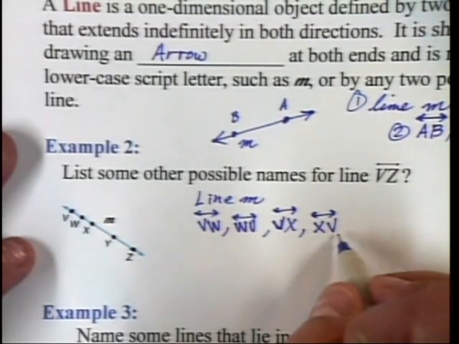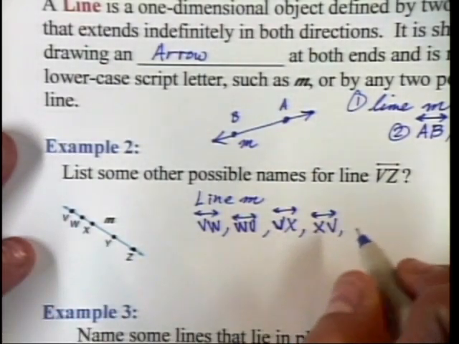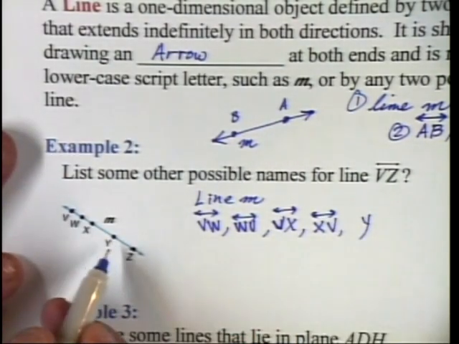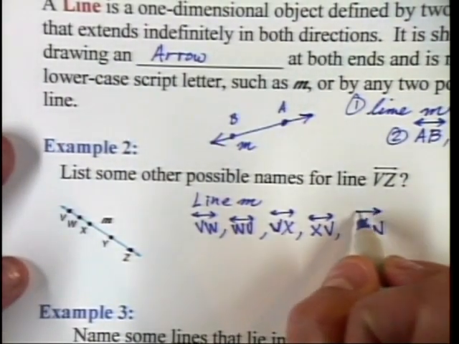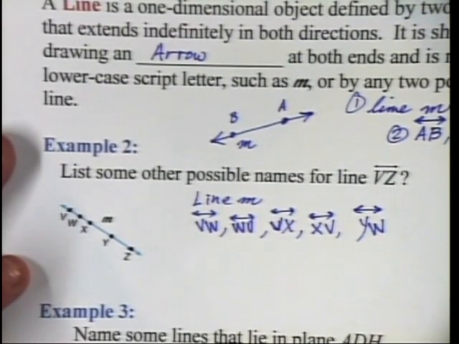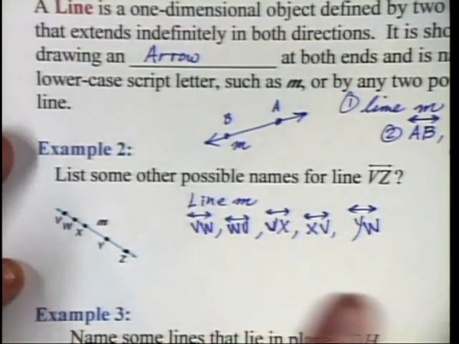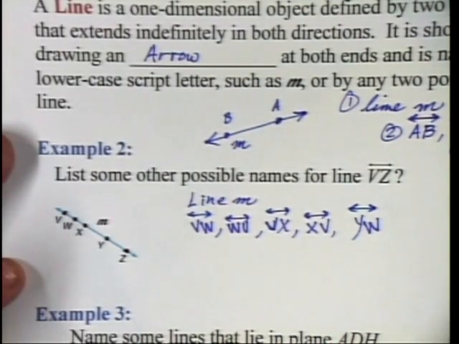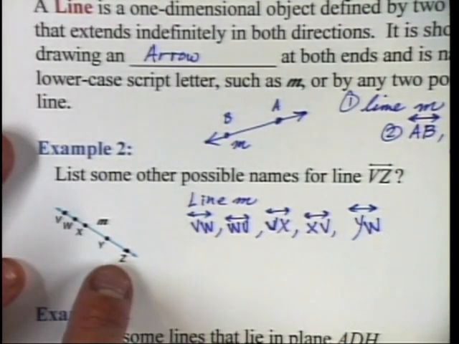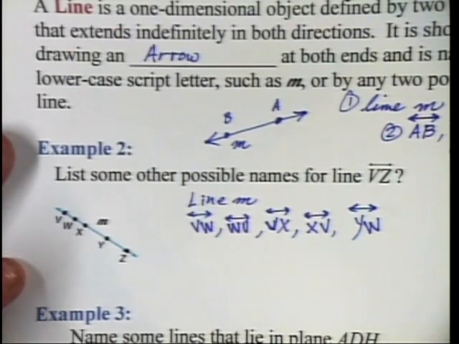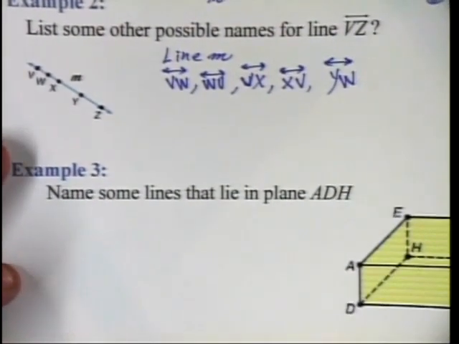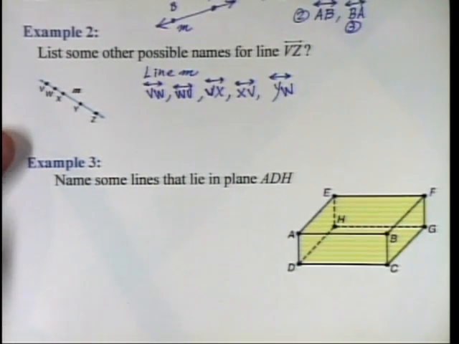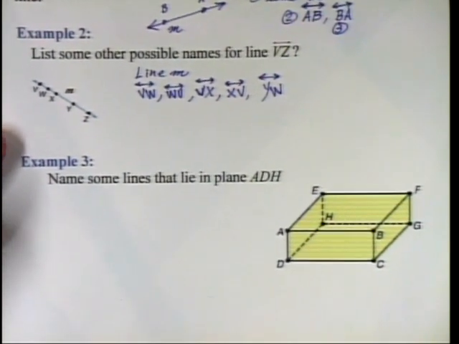Let's come up with maybe a few more and we'll move on. How about a Y? And pick any point. Give me a W. There we go. So YW, as long as I put the arrow above, is a representation of the line. And I've already seen many students this year particularly get careless or maybe not concentrating enough, and when they're naming lines, if the instructions are asking for lines or we're supposed to name a line, we need to make sure we put the double-headed arrows, because you'll see later on without the arrows, it's something entirely different. Okay? Let's move on to example 3. Example 3 says name some lines that lie in plane ADH.